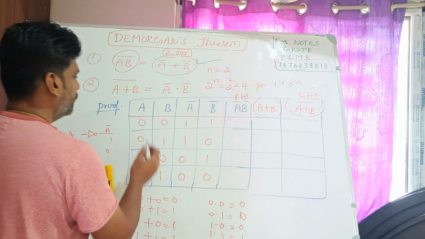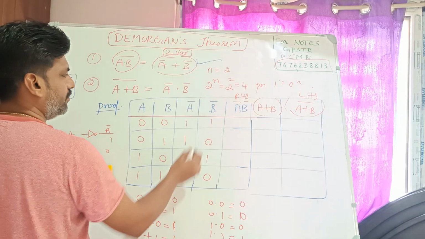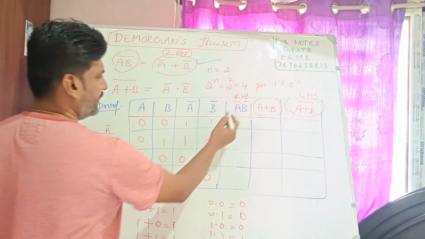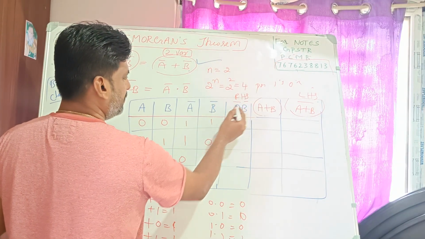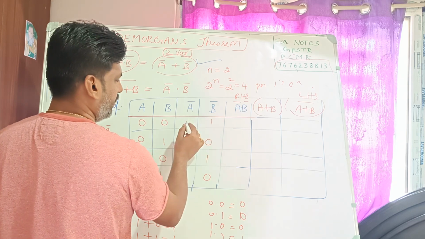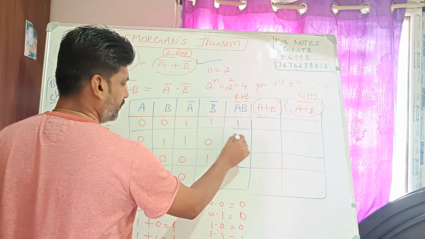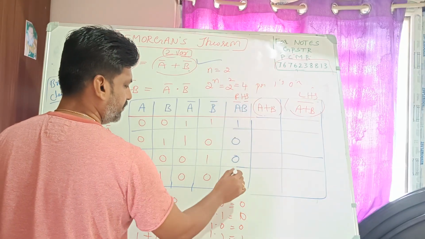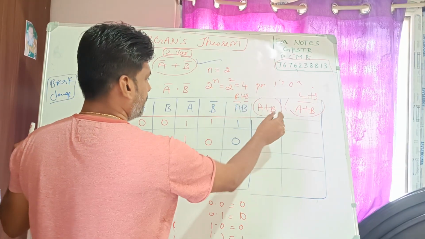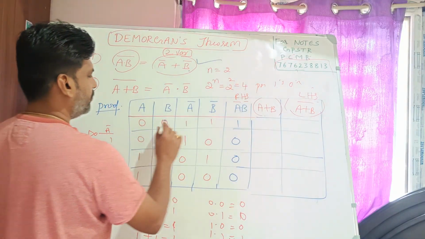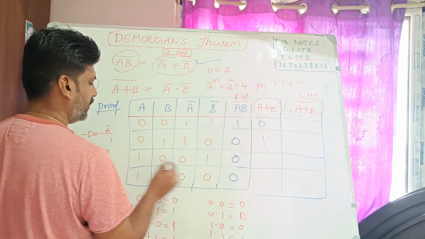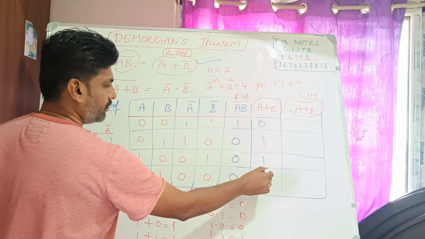Right? So this AB and this complement of A and B remain the same, but here we should do the multiplication with respect to these two. What is 1 into 1? 1. What is 1 into 0? 0. 0 into 1 is 0. 0 into 0 is 0. Right? So what is A plus B? Add these two. 0 plus 0 is 0. 0 plus 1 is 1. 1 plus 0 is 1. 1 plus 1 is 1.